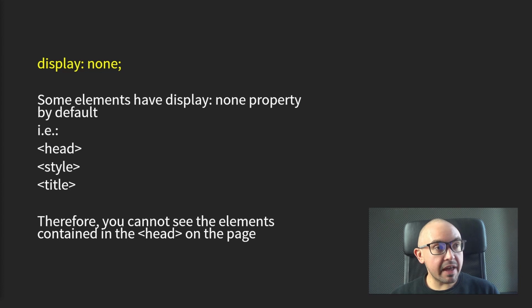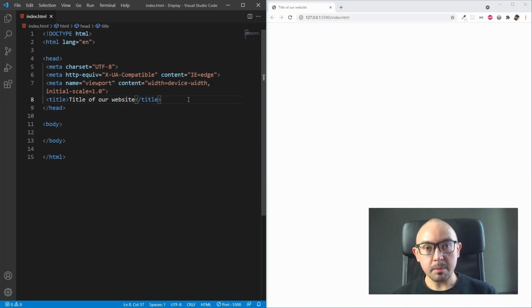And the elements that have the display none property assigned by default are already familiar to you. These are, among others, elements such as the head, style, or title. You have seen many times yourself that these elements are visible in our HTML code and in the document object model structure, but they are not rendered on our website and are not visible to the user in the browser. Let me show you this in an example.